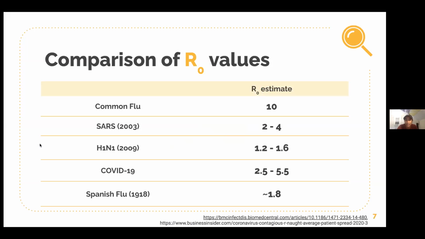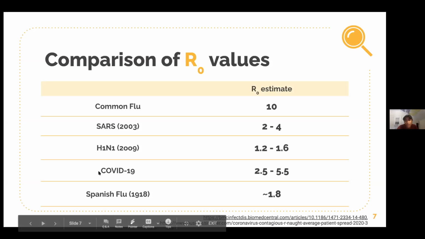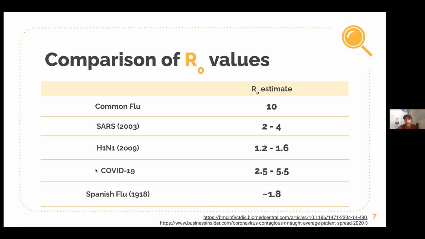So this is just a comparison of other R0 values to see how this pandemic compares to others. The common flu had an R0 of about 10, SARS has 2 to 4, the Spanish flu is about 1.8, and COVID is about 2.5 to 5.5. But again, these are ranges, and as herd immunity increases with vaccination, you see R0 level out a little bit. But clearly that's not the case with COVID right now, and hopefully we're looking to move R0 to below 1.